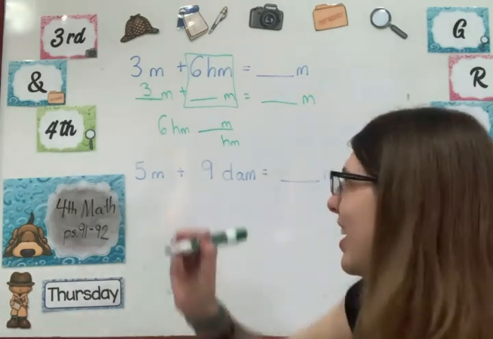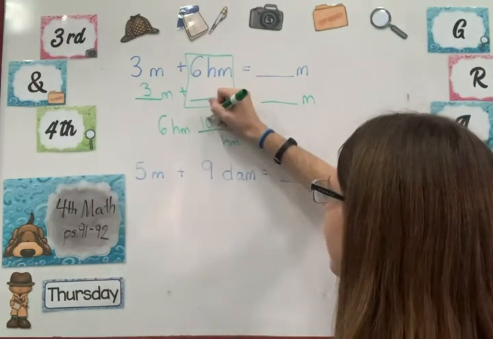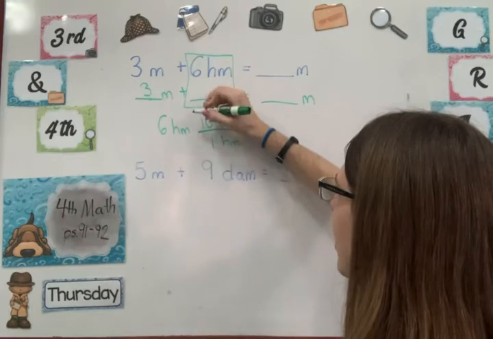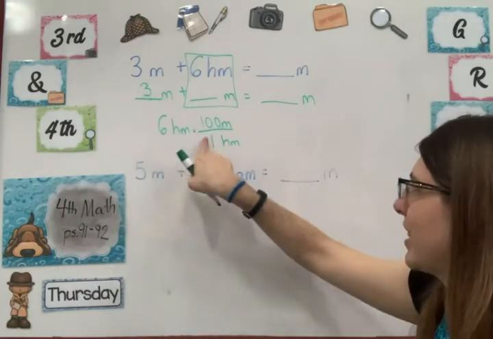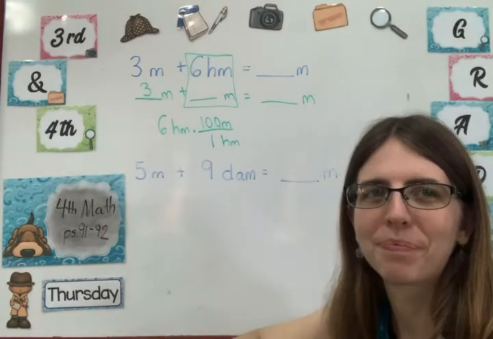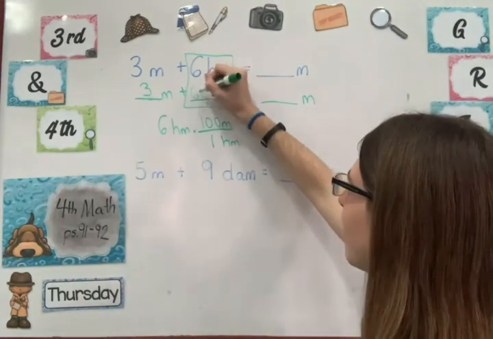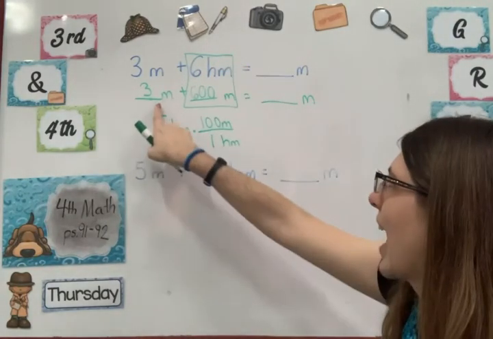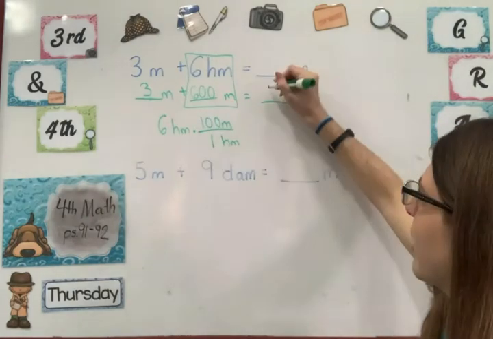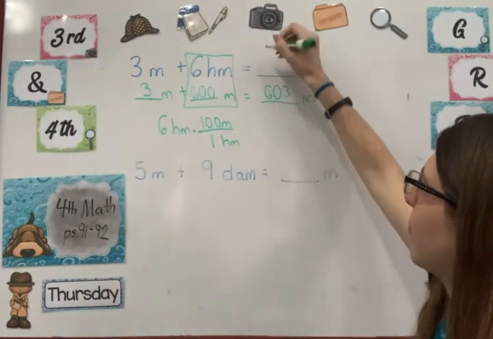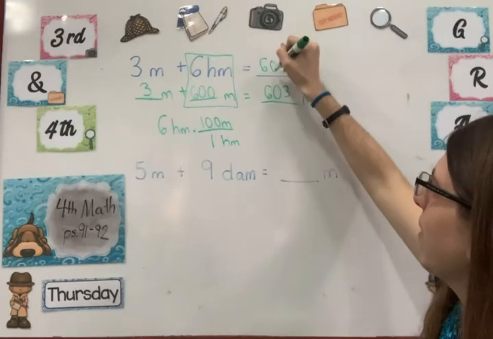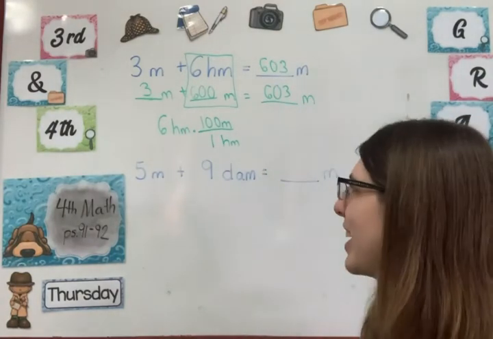100, very good. 100 meters in a hectometer. So I'm going to multiply. 6 times 100 is what? 600, very good. Then I add them together, and that will give me my answer. Okay, very easy, right? Let's do the next one.